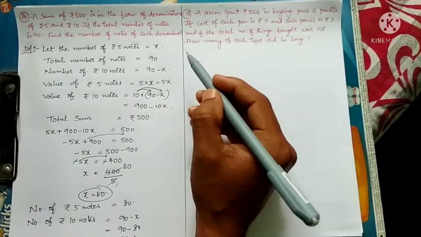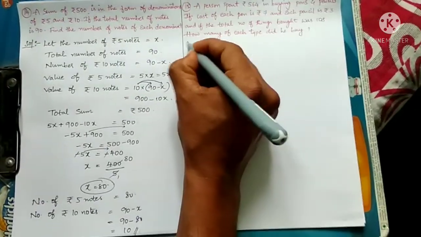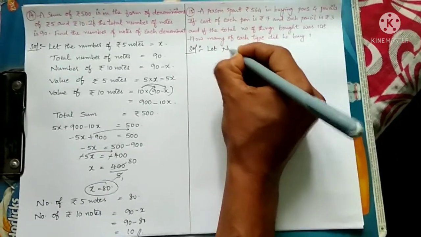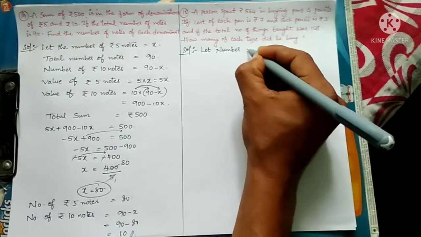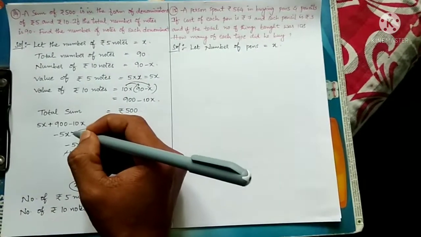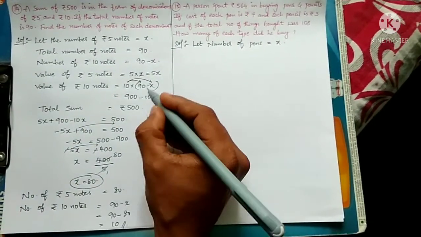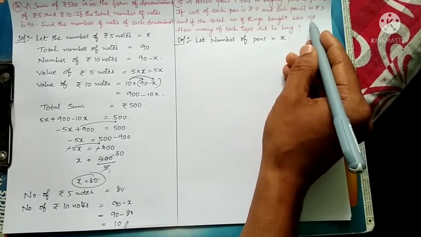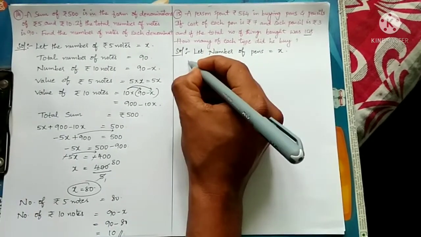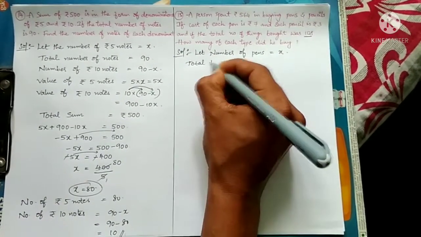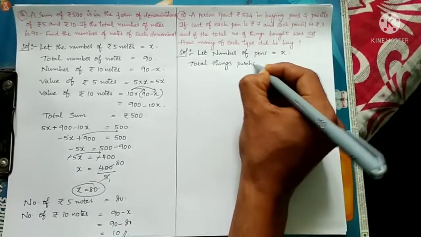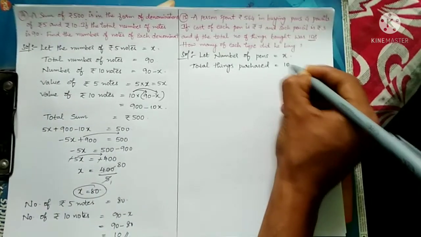So we do not know how many pens and pencils. Let us assume the number of pens is x. And the total number of things purchased is how many? 108. So total things purchased is equal to 108.